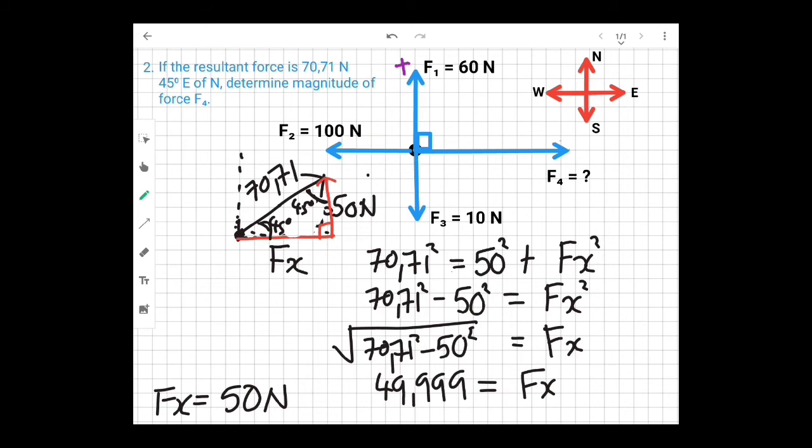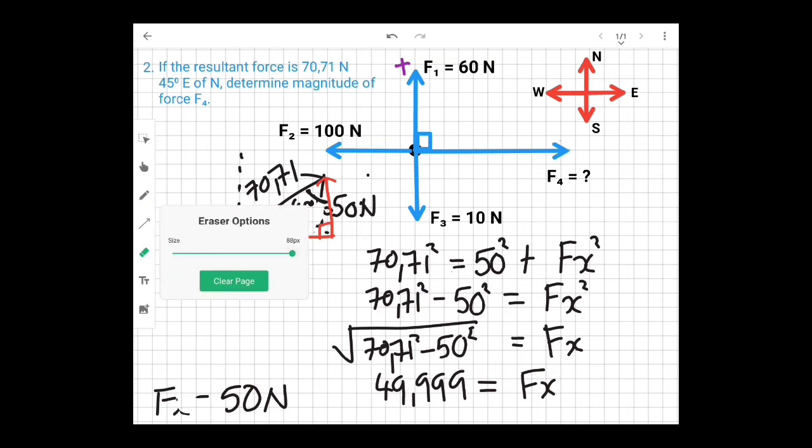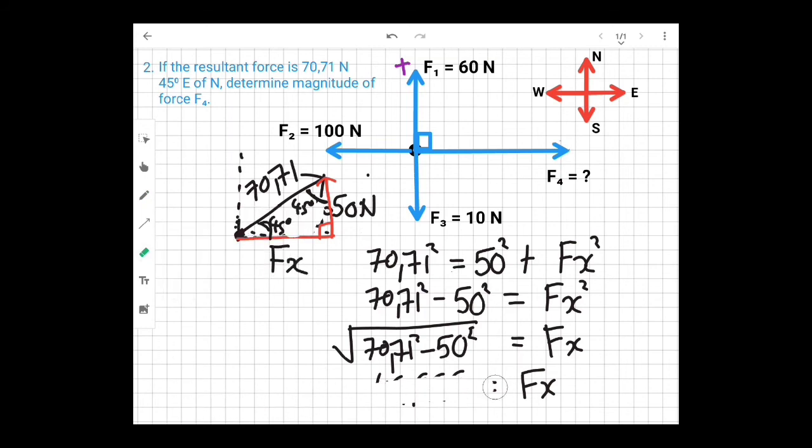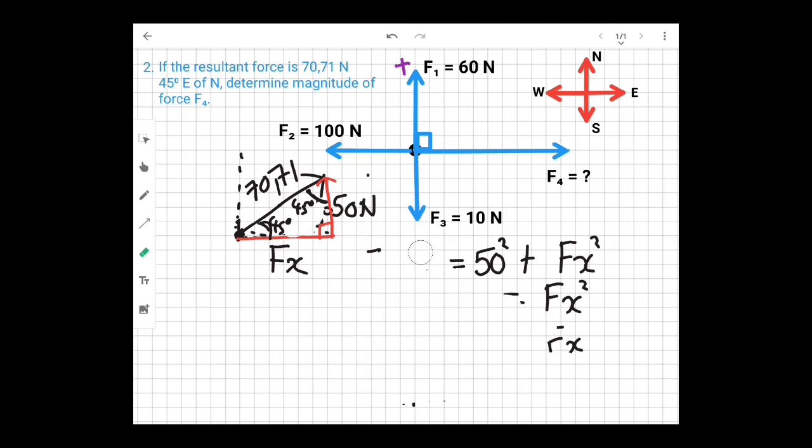Okay, so using the theorem of Pythagoras, you can prove that Fx equals 50. Another way you could do this is by simply using either one of the trig ratios again. You could use the trig ratios.